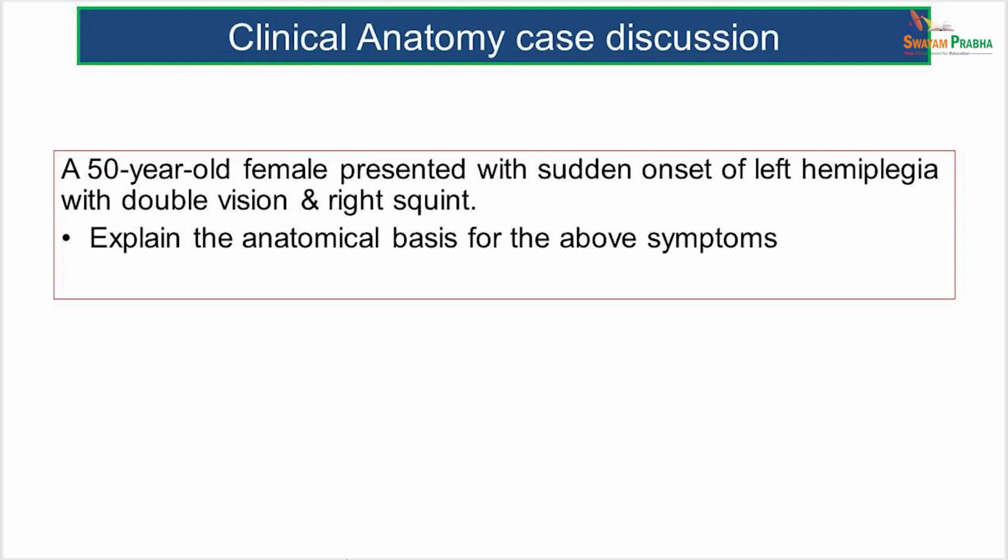Okay, so now let us discuss the case we studied at the beginning of this session. A 50-year-old female presented with a sudden onset of left hemiplegia with double vision and a right squint. The left hemiplegia is mainly because of involvement of the corticospinal tract, and double vision is mainly because of the superior oblique, at the level of the inferior colliculus, and the right squint. So, that is why studying the anatomy of the midbrain helps to localize the lesion.